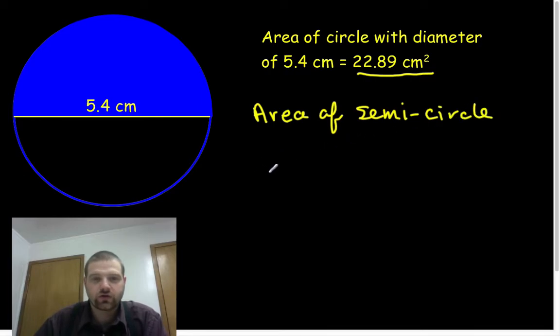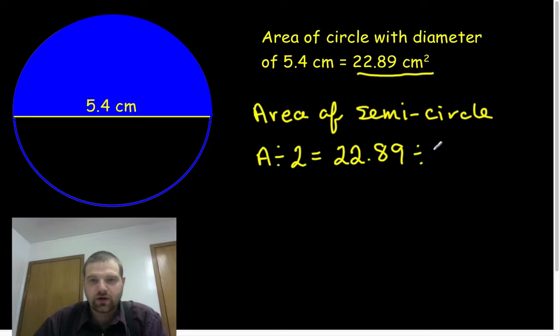So all we're going to do is take the area of a full circle and divide it by 2. And in this case, we get the area equal to 22.89 divided by 2. And we get the area of the semicircle equal to 11.445 centimeters squared.